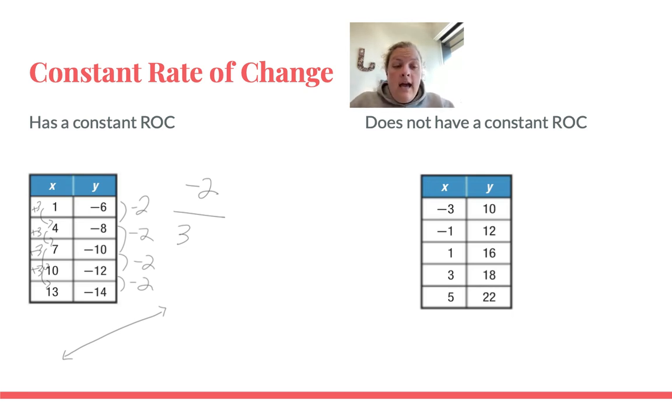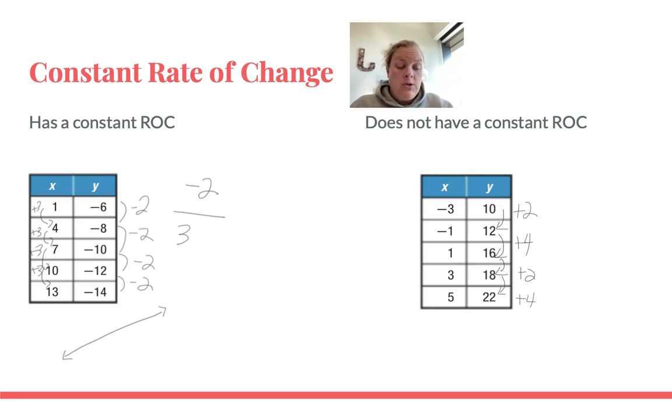You can also, like I said, sometimes they don't have a constant rate of change. And here's where we might start to notice that. That's when that fraction, the -2/3, would be different. So to go from 10 to 12, I'm going to add 2. From 12 to 16, I'm going to add 4. From 16 to 18, I'm going to add 2. And from 18 to 22, I'm going to add 4.